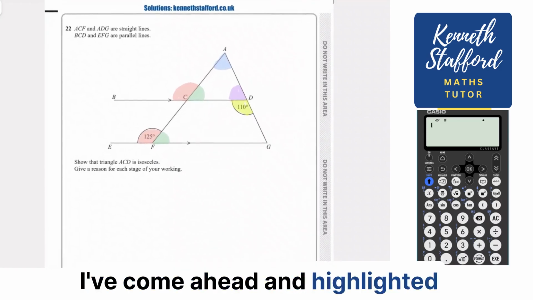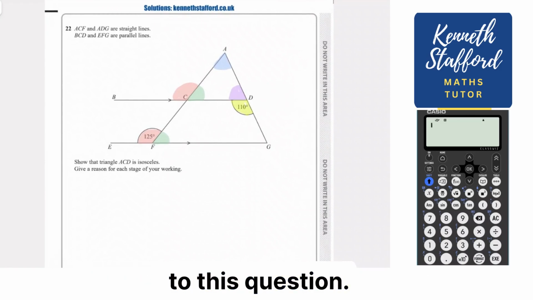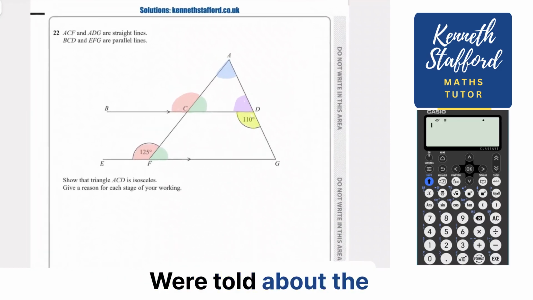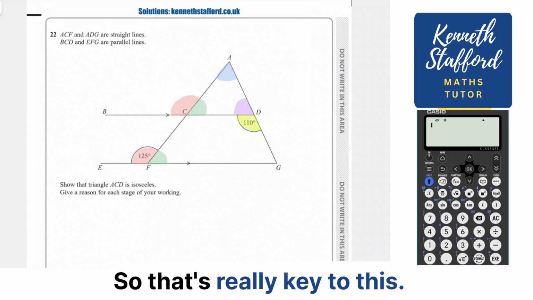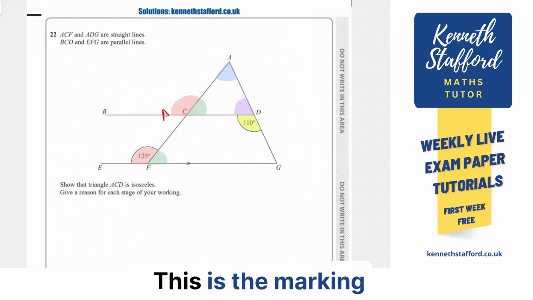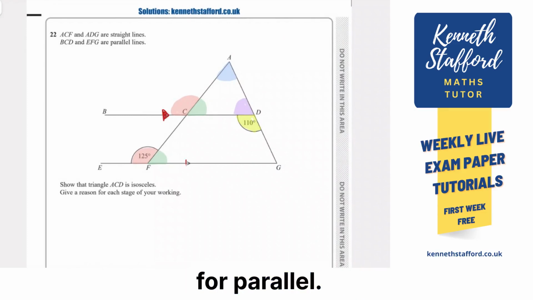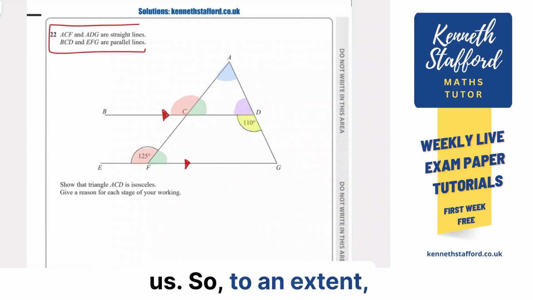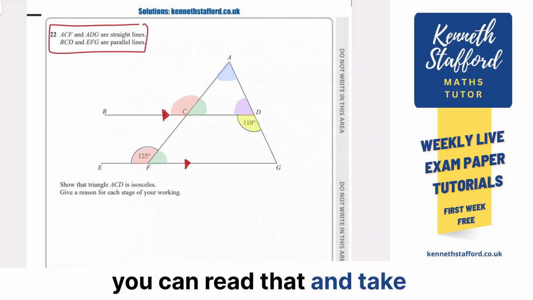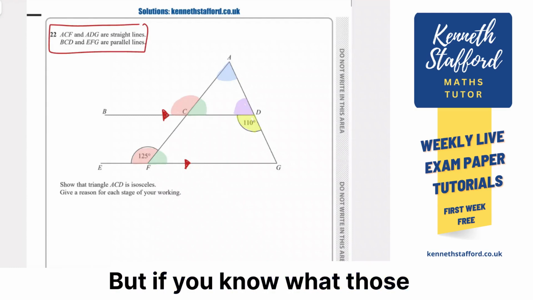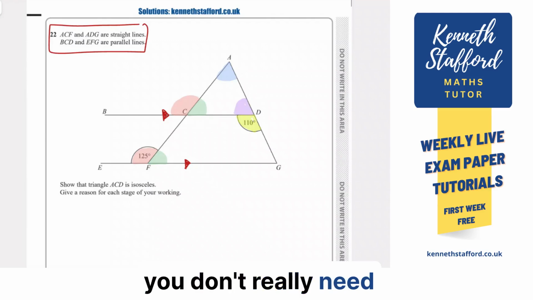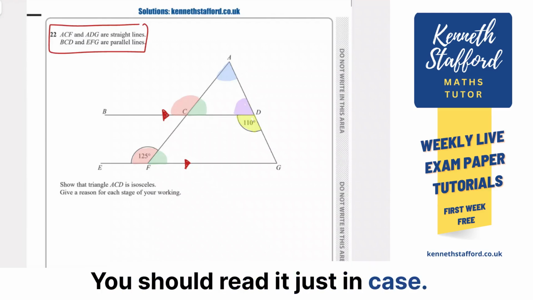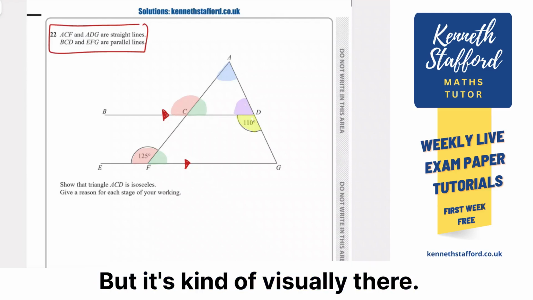Again, I've gone ahead and highlighted some elements of this question. We're told about the parallel lines, so that's really key to this. This is the marking for parallel, and that's what this is telling us. So to an extent, you can read that and take something from it, but if you know what those markings mean, you don't really need to read that bit. You should read it just in case, but it's visually there.